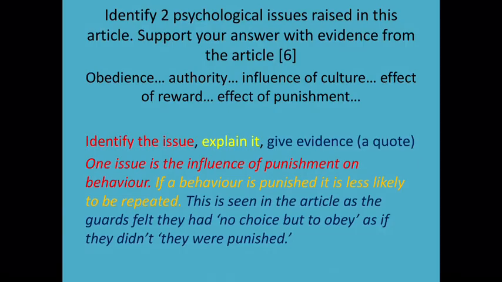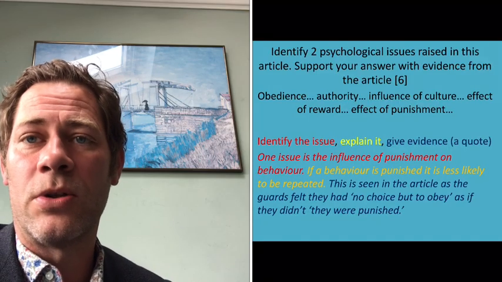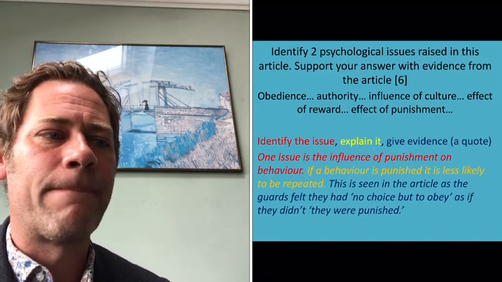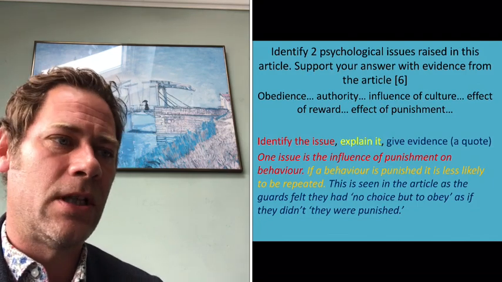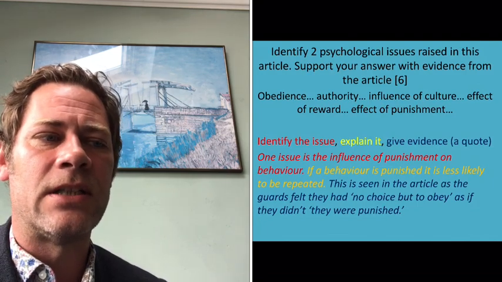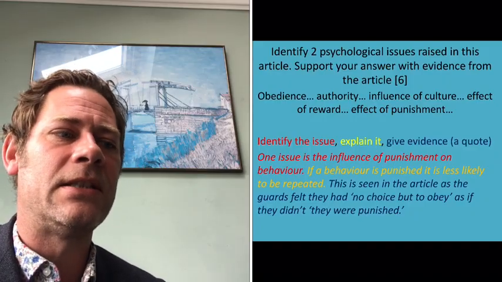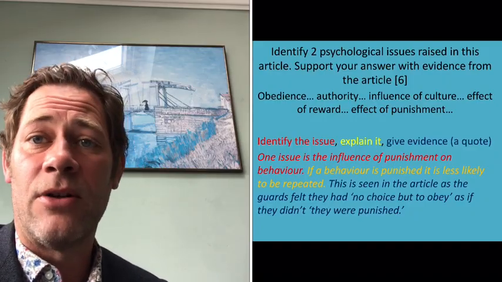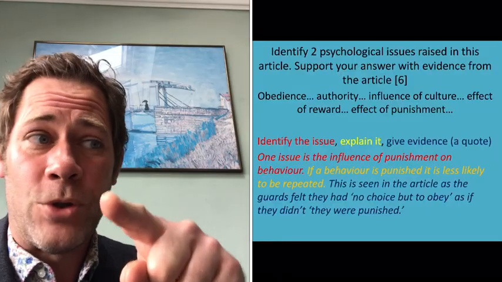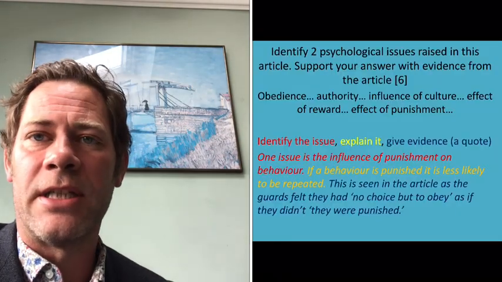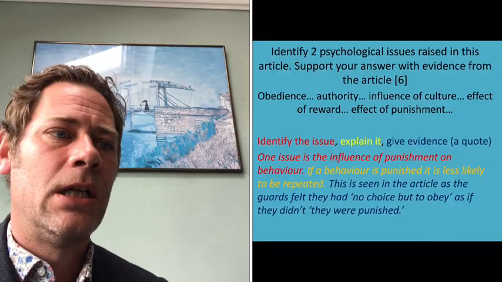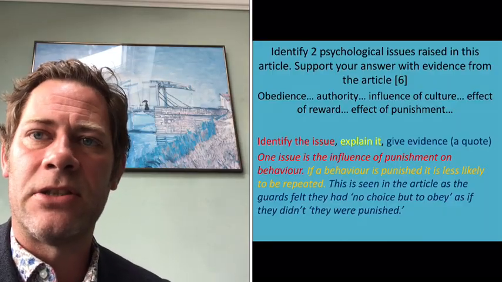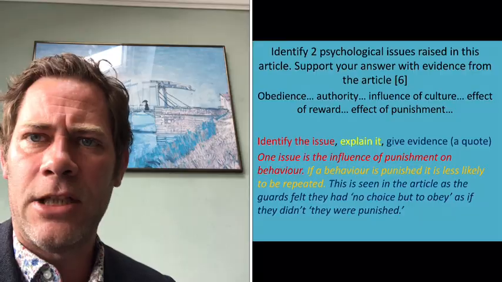And here's my answer. One issue is the influence of punishment on behaviour. Then I explain it. If behaviour is punished, it is less likely to be repeated according to operant conditioning. And then to link that to the article, I've said this is seen in the article as the guards felt that they had no choice to obey, as if they didn't, they were punished. So there you go, 3 marks, easy as. Your turn. You choose an issue, you identify it, you explain it, and you give evidence, a quote from the article. I'll see you in 2 minutes.